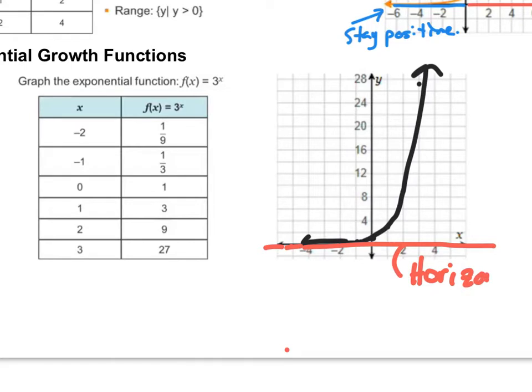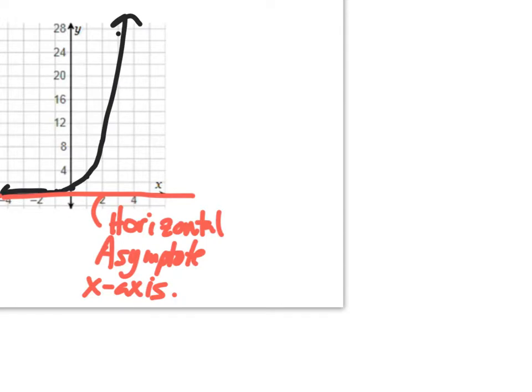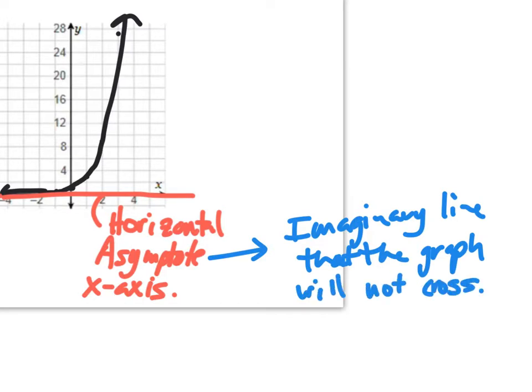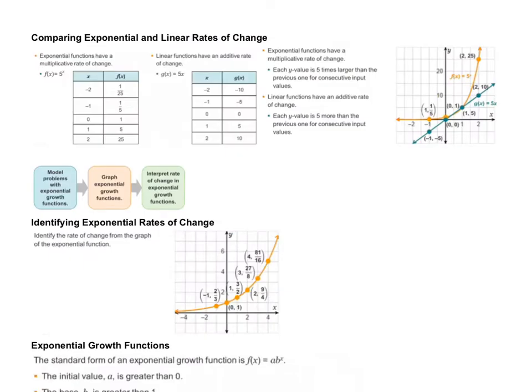Your horizontal asymptote, okay, is the x-axis. And what that means, an asymptote is an imaginary line. So over here I'm going to say this is an imaginary line that the graph will not cross. Okay, so it will get as infinitely close to that line, but it won't touch.